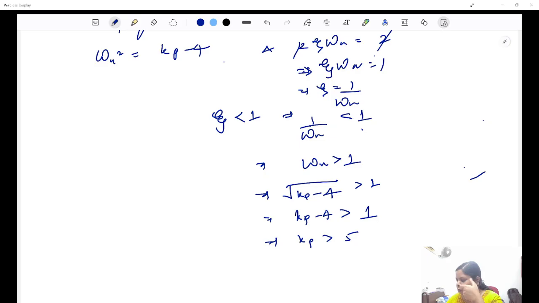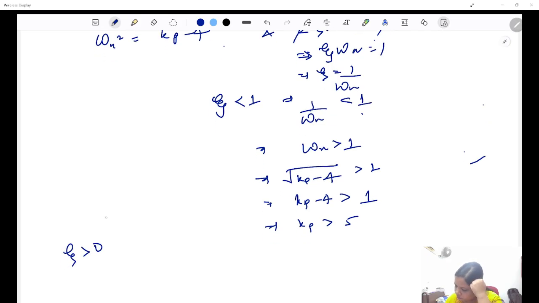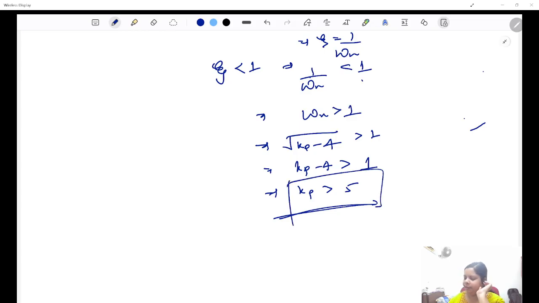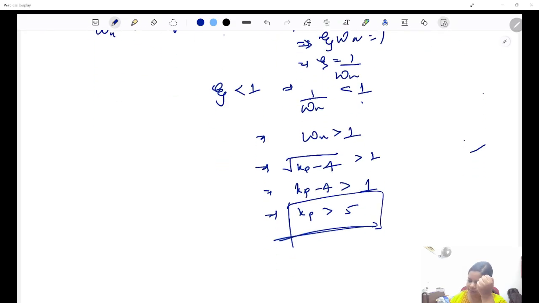That means Kp should be greater than 5. Right? For the other case, for zeta to be greater than 0, 1 by omega n should be greater than 0. So that will get absorbed here. You don't get anything out of here, right? Because this condition is itself satisfied. So you are not going to get anything out from here, and thus from here you have Kp should be greater than 5. Do we have it in the options? Yes.